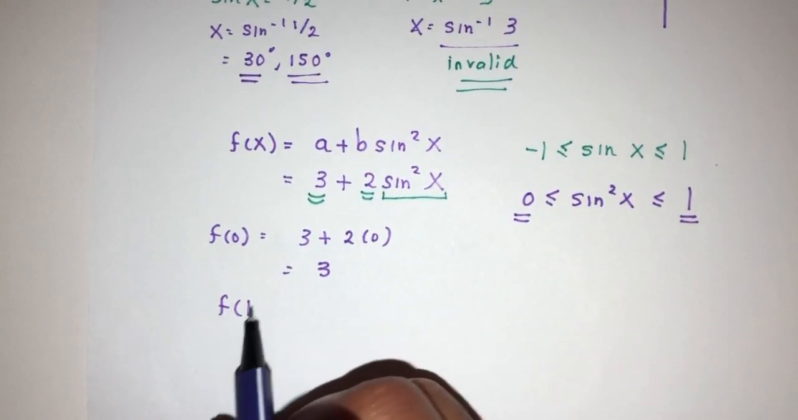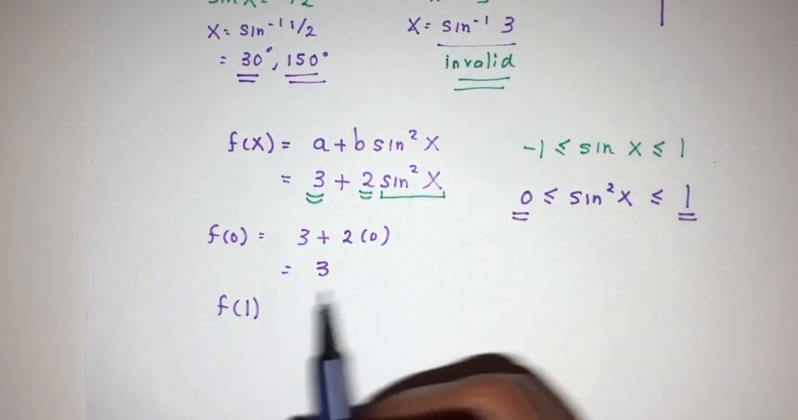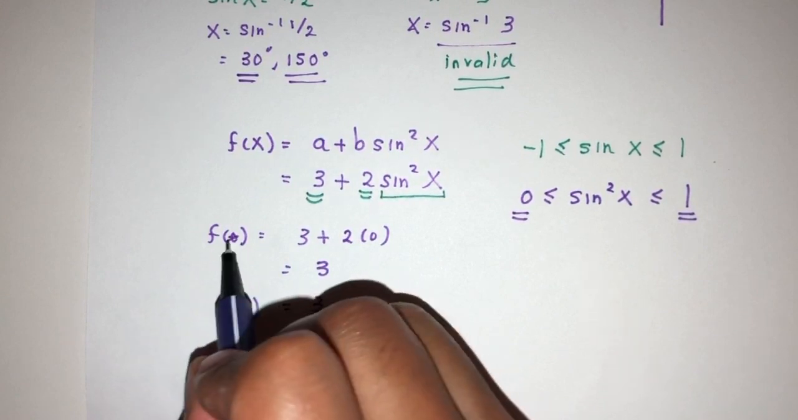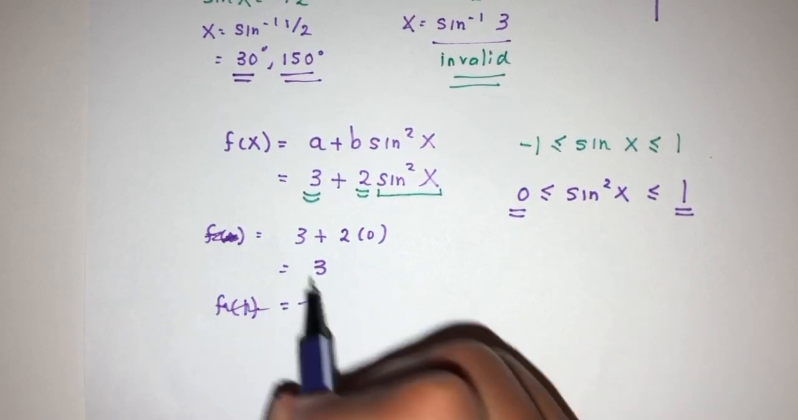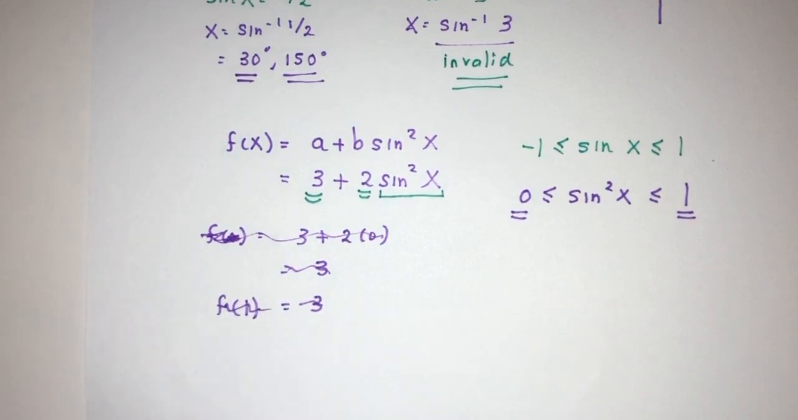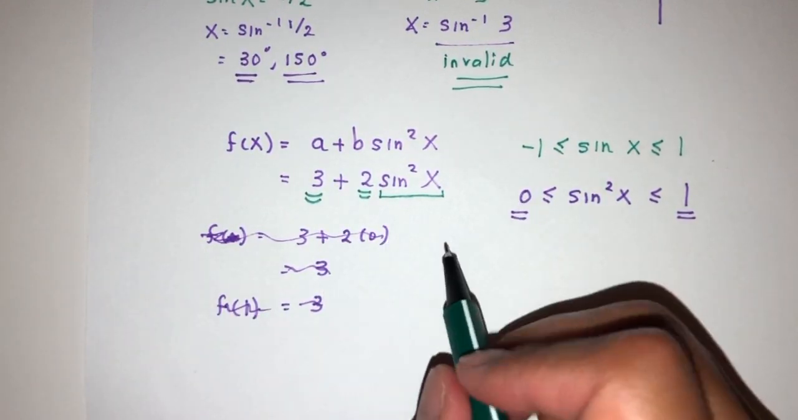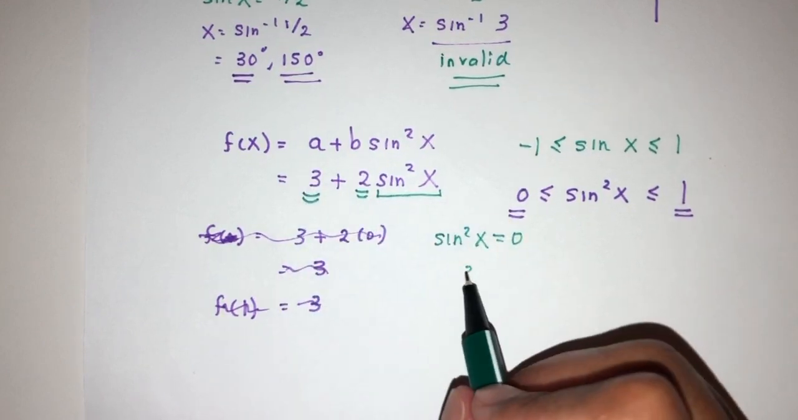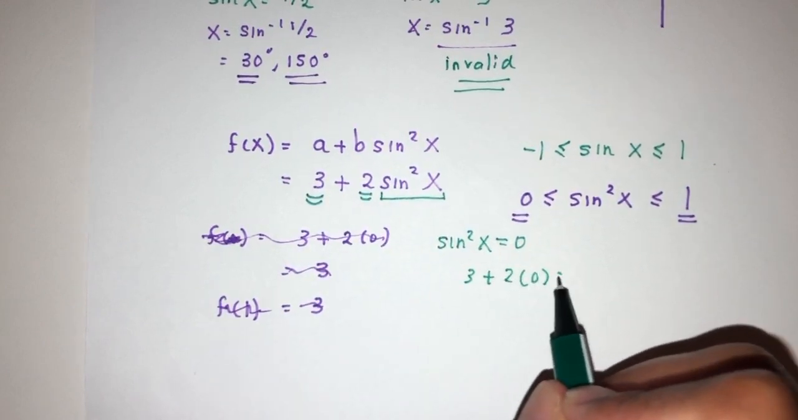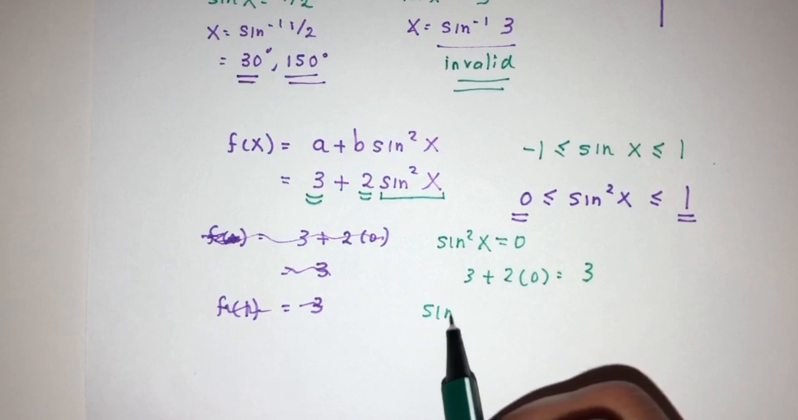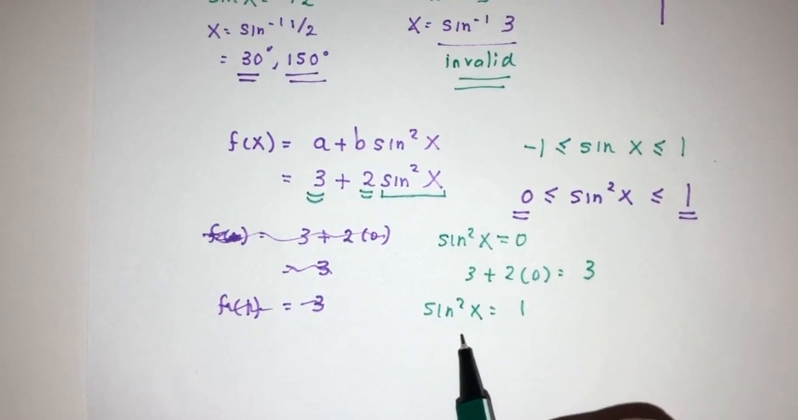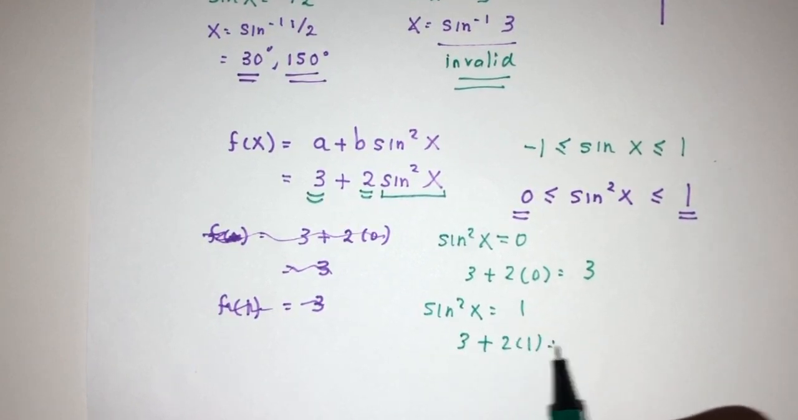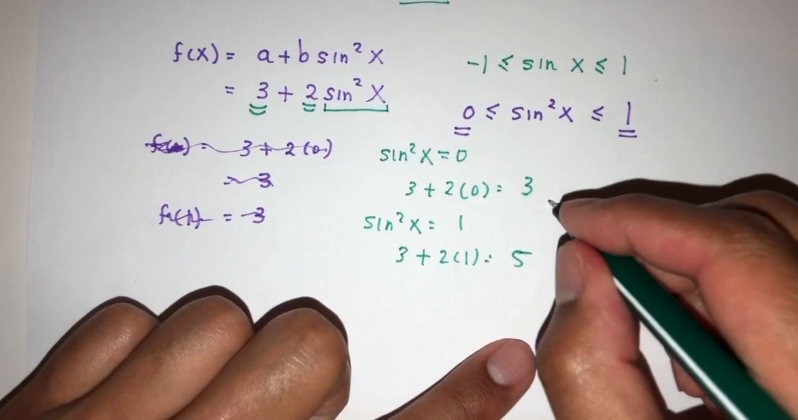And the maximum value is when this is equal to 1. Sorry, this is not the right way to think about this. Let me write this. The minimum value is when sin²x is equal to 0. So we replace, that will be 3 + 2 times 0, that should be 3. And the maximum value is when this is equal to 1. That should be 3 + 2 times 1, that should be 5. So the range is between those two.